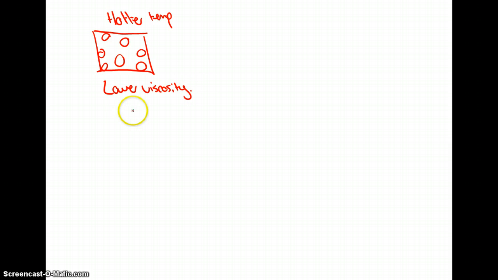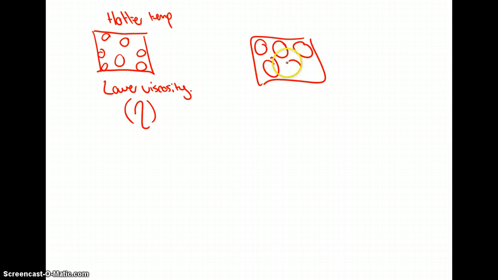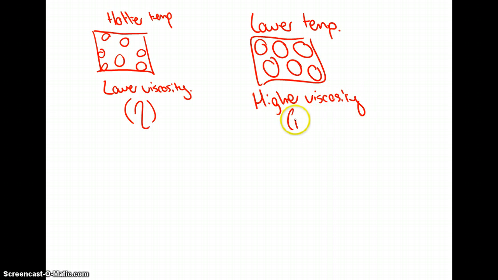Right? And what we're going to call that is the coefficient of viscosity, N. When I cool things off, those molecules get a little bit closer together, and so a lower or colder temperature would lead to a higher viscosity, or coefficient N, right?